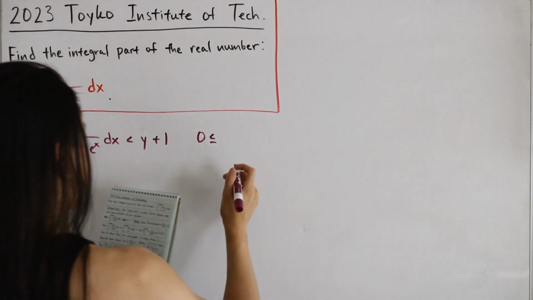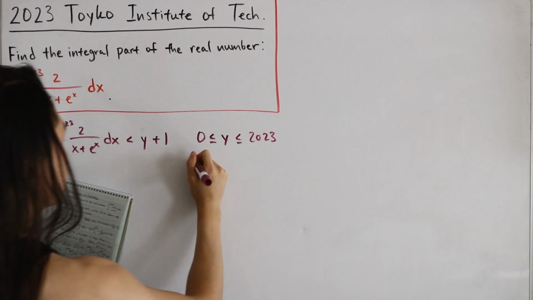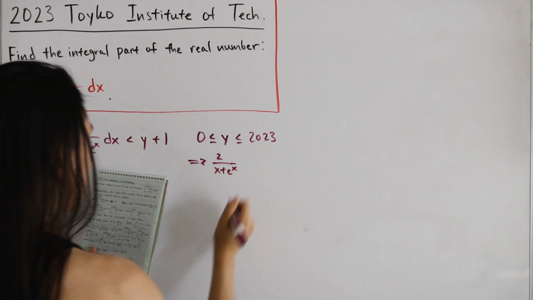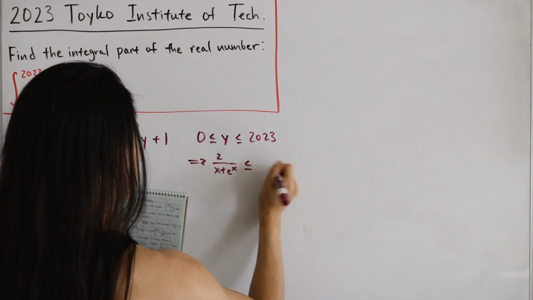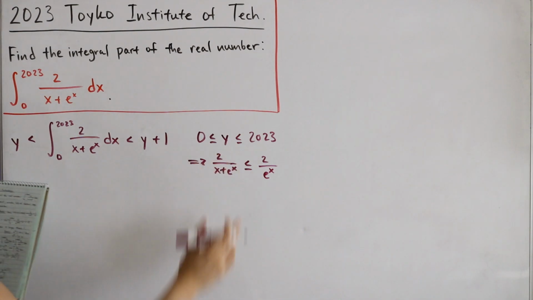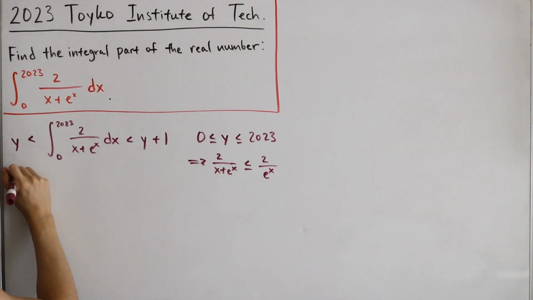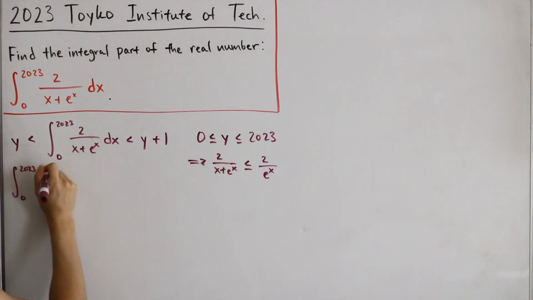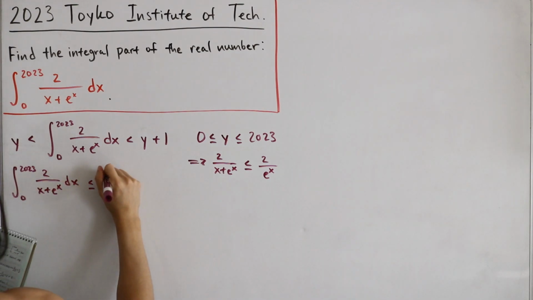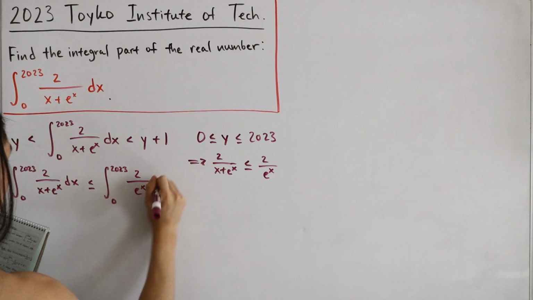We'll note that 0 is less than or equal to y, which is less than or equal to 2023. This implies that 2 divided by x plus e to the power x is going to be less than or equal to 2 divided by e to the power x. Using this, we can integrate both sides over the same bounds, so that the integral from 0 to 2023 of 2 divided by x plus e to the power x dx is less than or equal to the integral from 0 to 2023 of 2 divided by e to the power x dx.